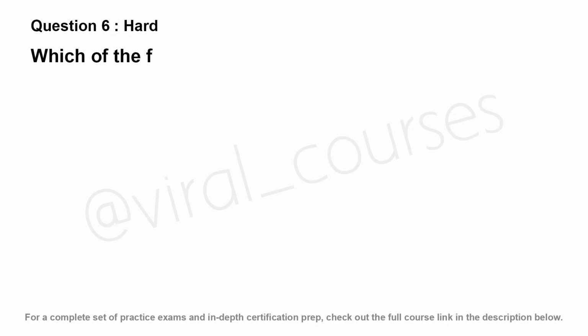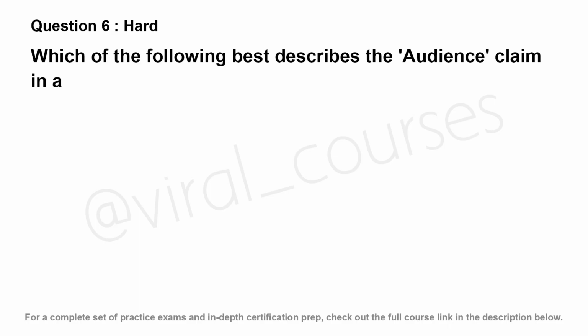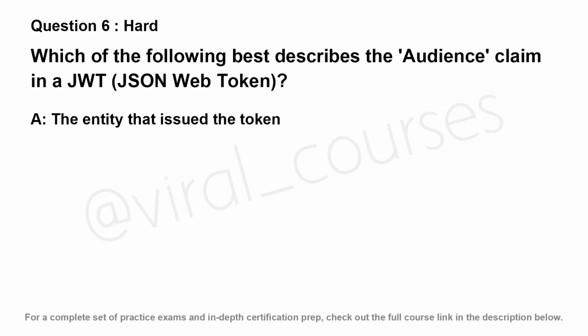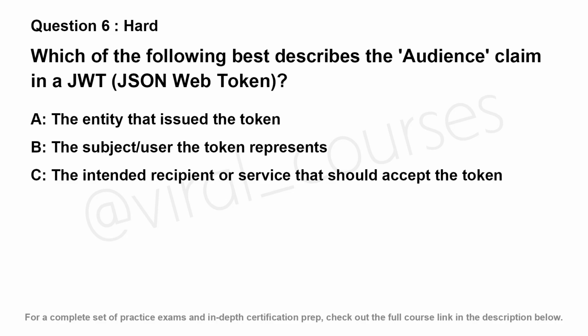Which of the following best describes the audience claim in a JWT, JSON Web Token? Option A, the entity that issued the token. Option B, the subject user the token represents. Option C, the intended recipient or service that should accept the token. Option D, the expiration timestamp of the token.